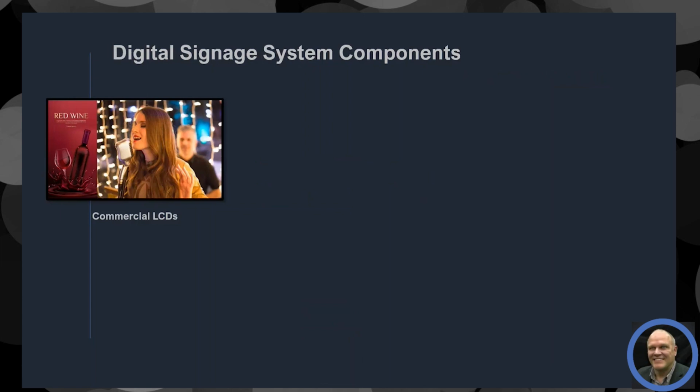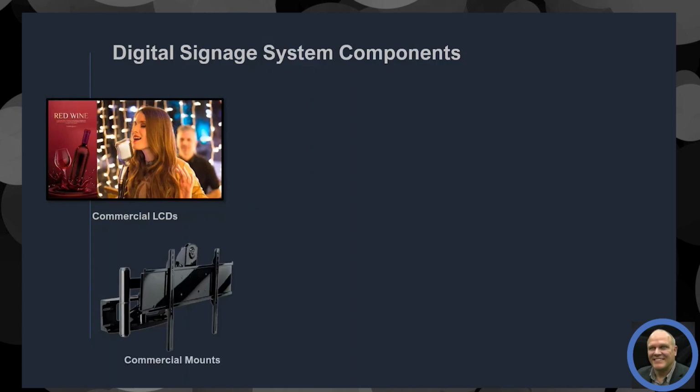Probably goes without saying that we supply LCDs. Probably should note that these are commercial LCDs. We don't sell LCDs like the ones that you buy at Best Buy or Walmart. We use commercial mounts. We don't get mounts off Amazon. We go to sources for the industry's best solutions for different mounts. There's all different kinds, from mounts that support multiple displays to ceiling mounts to wall mounts that are fixed or tilt or even articulate.